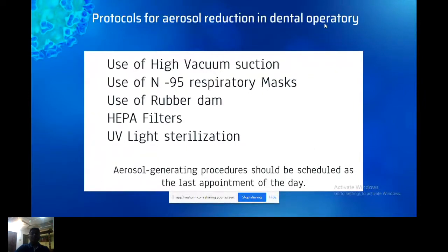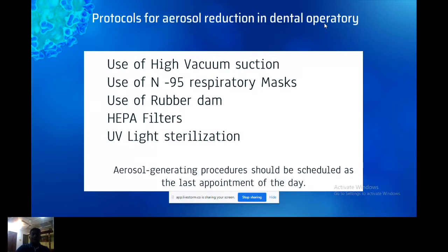Now, what are the protocols we are supposed to follow for reducing the aerosol in the dental operatory? We can use high vacuum suctions, which I will show you. N95 mask, which we have already discussed. The rubber dam. We have to equip our operatories with the help of HEPA filters, we'll talk about this, and UV light sterilization. In the papers which are coming up, UV light is supposed to be one of the best methods of disinfecting this particular virus, what we call COVID-19.